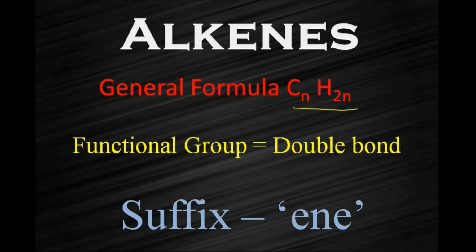Okay. What is the functional group of alkene? The functional group of alkene is the double bond. If there is a double bond, what will be the suffix in the IUPAC name? The suffix will be ene. Come on, let's name the alkenes.